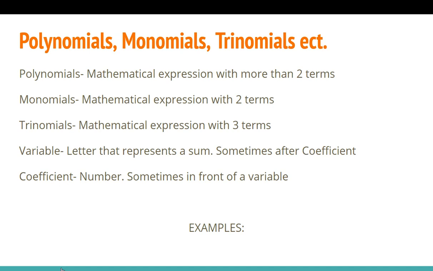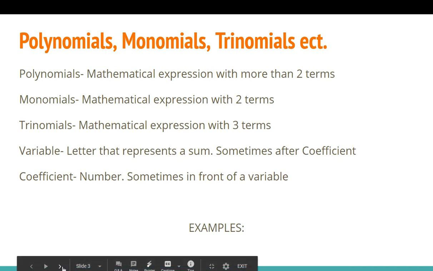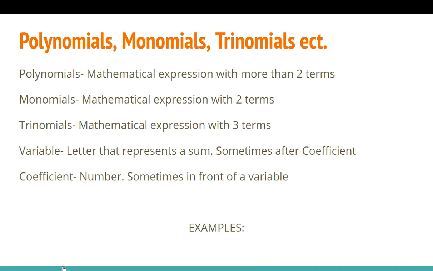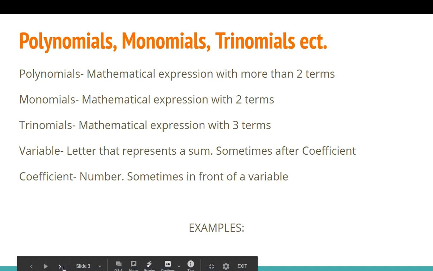Polynomials are mathematical expressions with more than two terms. A binomial is a mathematical expression with exactly two terms, and a trinomial is a mathematical expression with exactly three terms. A variable is a letter that represents a sum. It sometimes comes after a coefficient. A coefficient is the number that sometimes comes in front of a variable.